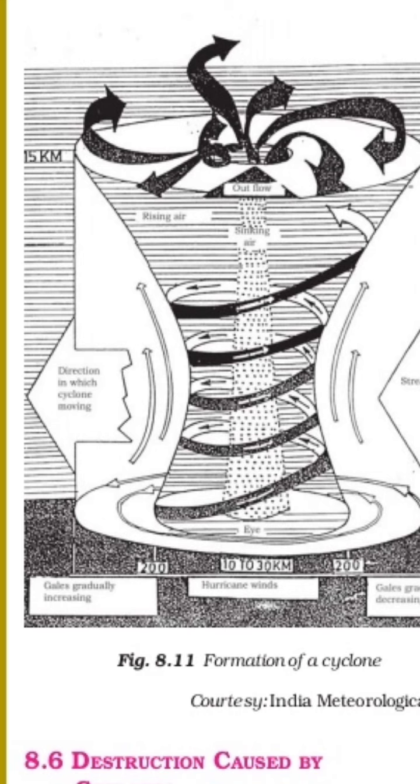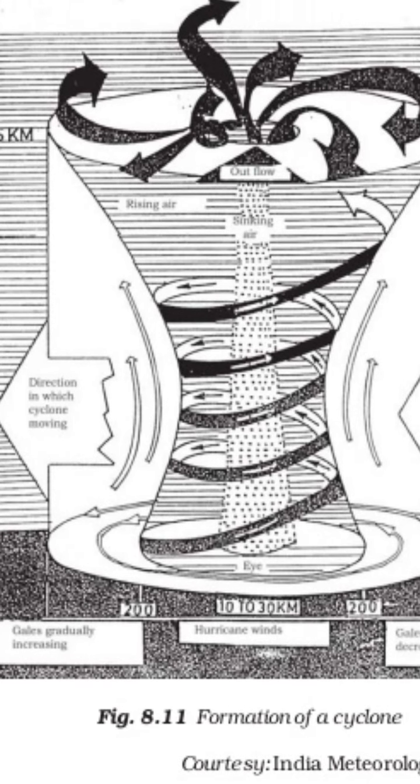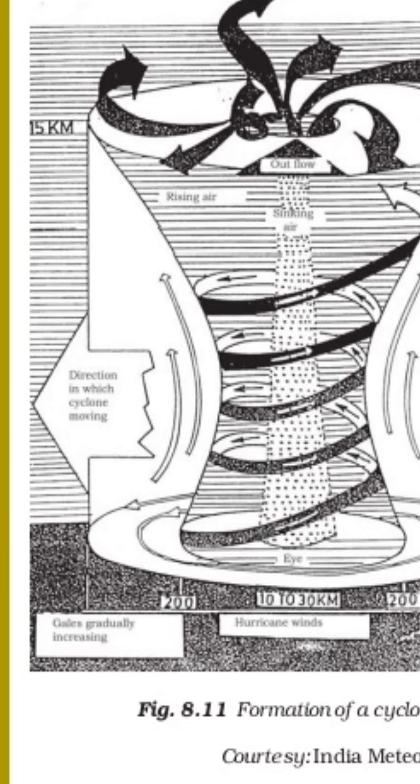After the cyclone the wind speed gradually decreases. The formation of a cyclone is a very complex process, and a model is shown in figure 8.11. Here in the center the eye will be there, in a calm area. From ground level to the upper side, it will be 10 to 15 kilometers in height. The diameter of the eye will be 10 to 30 kilometers, and from the eye there will be a huge cloud region of 150 kilometers, and high speed winds of about 150 to 250 kilometers per hour.